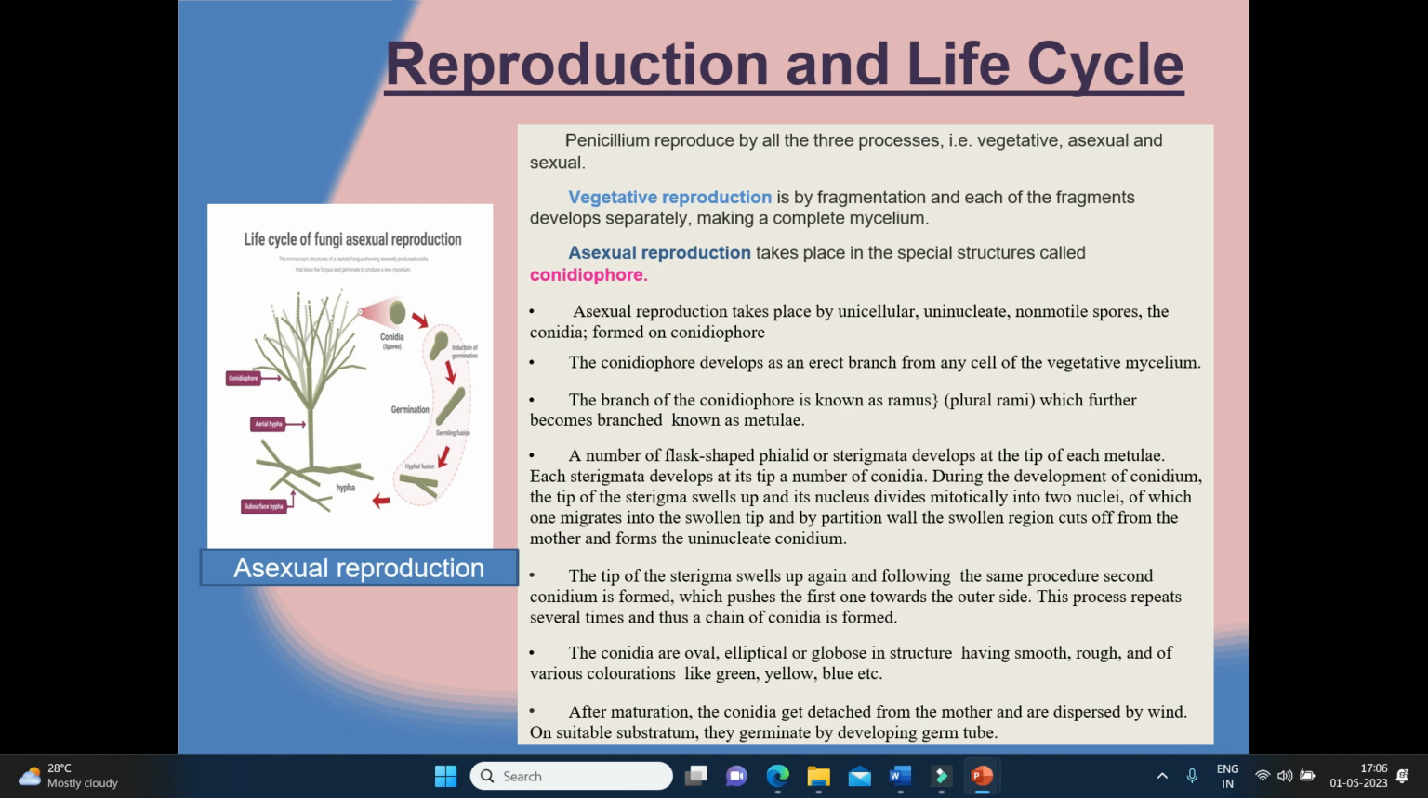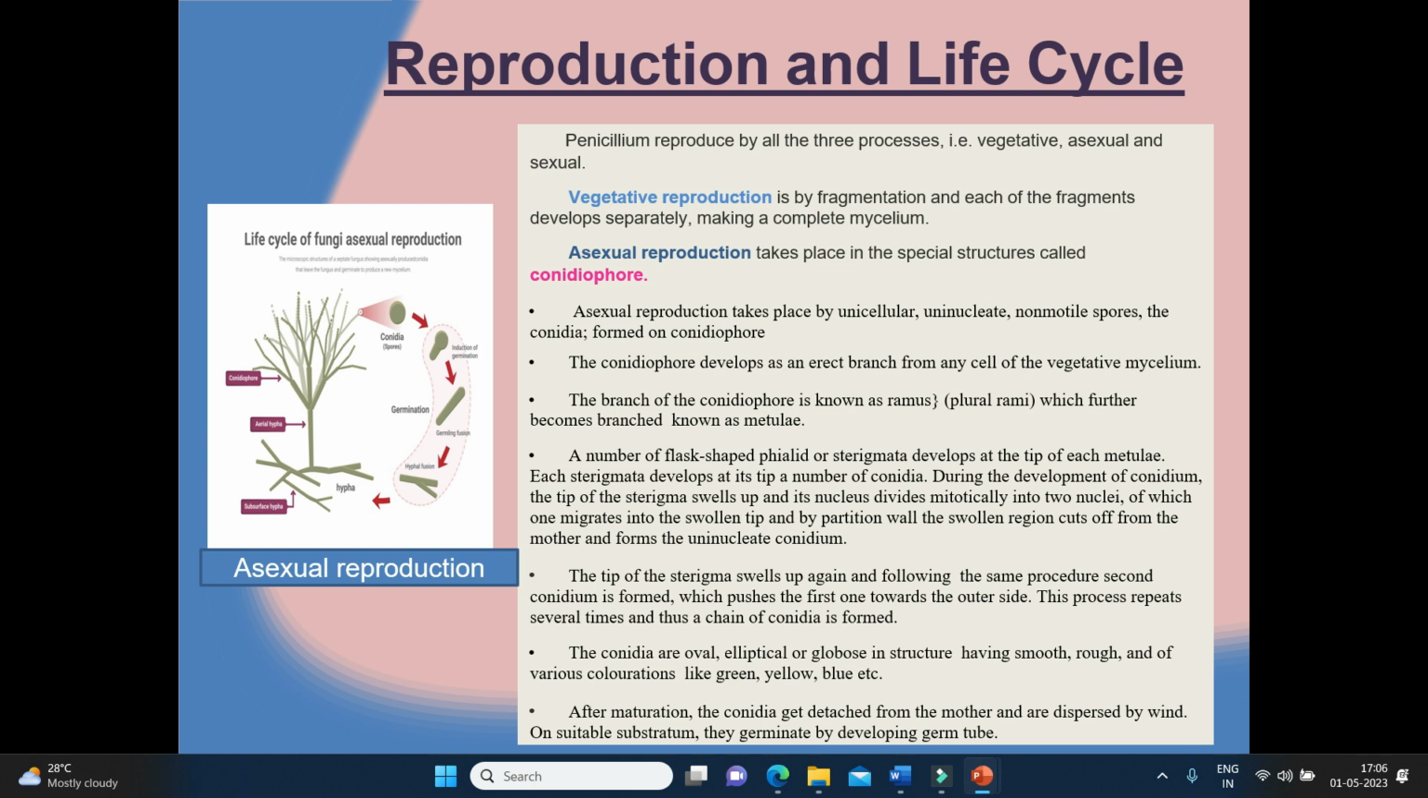During the development of a conidium, the tip of the sterigma swells up and its nucleus divides mitotically into two nuclei. One migrates into the swollen tip, and by a partition wall, the swollen region cuts off from the mother and forms the uninucleate conidium. The tip of the sterigma swells up again, and following the same procedure, a second conidium is formed, which pushes the first one towards the outer side. This process repeats several times, and thus a chain of conidia is formed.